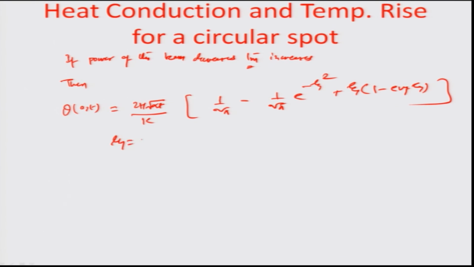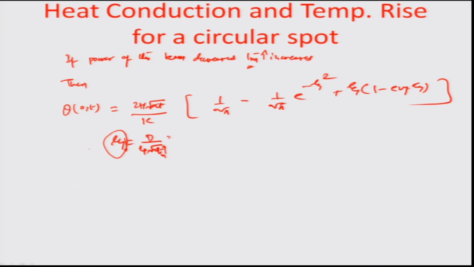Obviously, we know that zeta is actually the ratio between the beam diameter, which is d, divided by 4 root of alpha times t, and as I have decreased the beam power, the Tm has increased. So this value Tm is increased, because of which zeta should come down. So this zeta is much smaller.